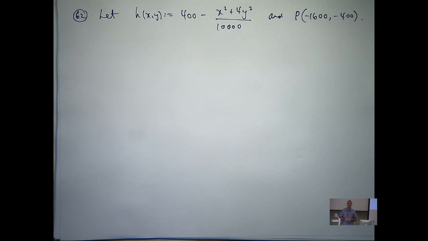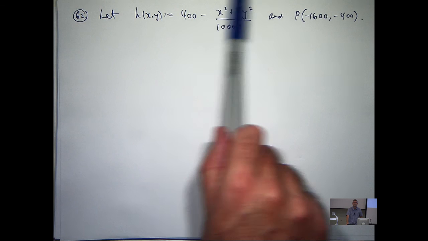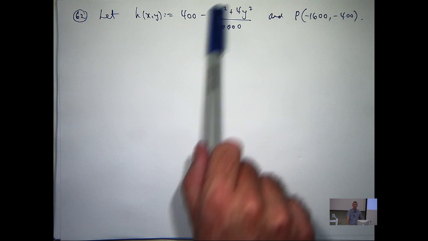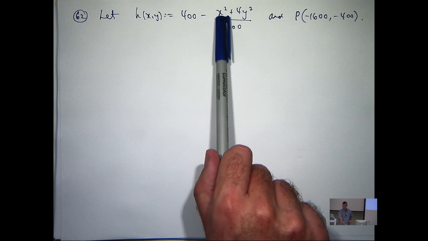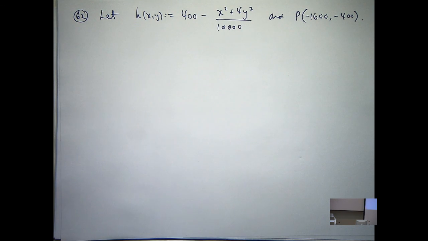Why does h have a maximum when x and y are both 0? Yeah, exactly. So we've got some positive value, and we're taking away some other value that's always greater than or equal to 0. So the way of minimising this is just plug in x equals 0, y equals 0. So that will maximise the h.